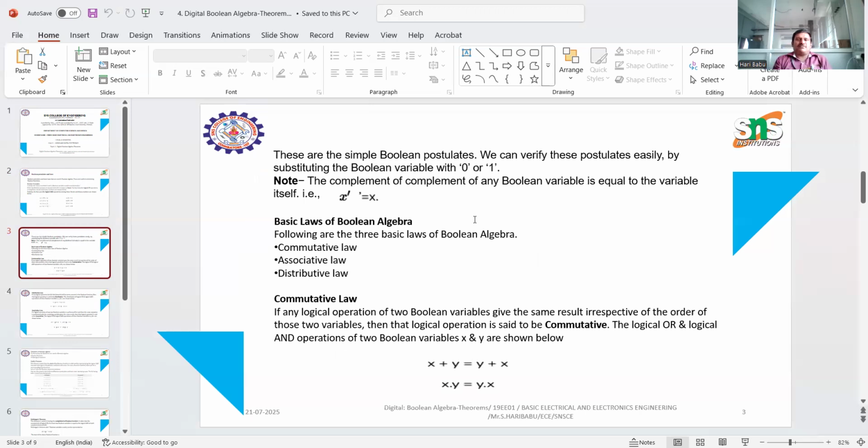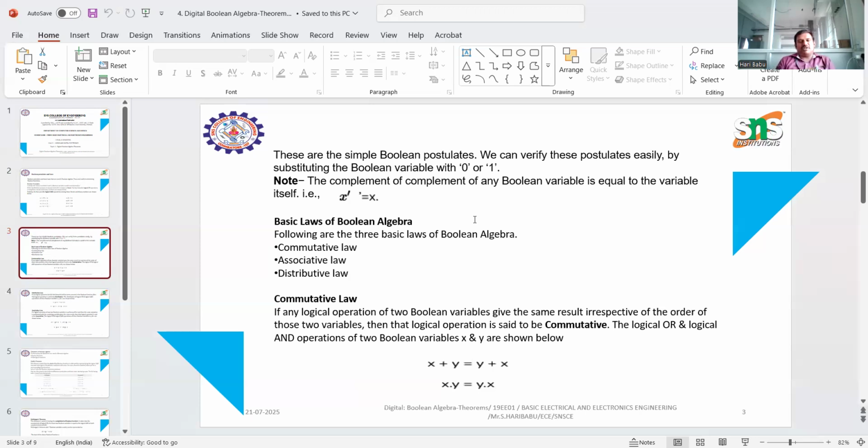The complement of the complement of any Boolean variable is equal to the variable itself. That is, just see, x double bar is equal to x. That is, when x is complemented twice, it is x. This is a basic law of Boolean algebra.